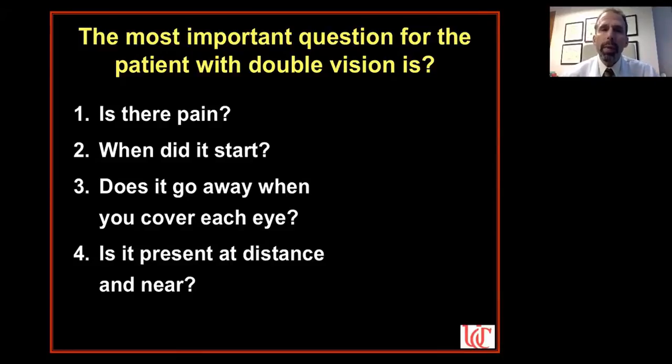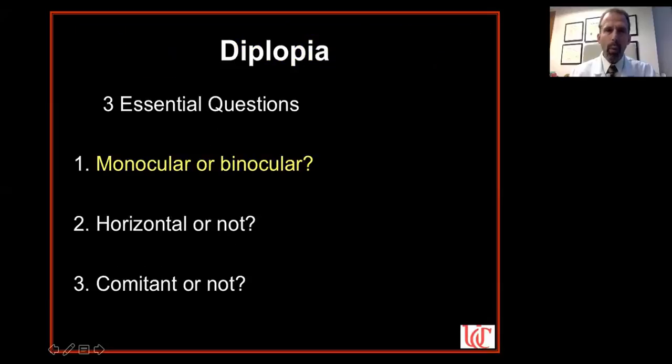The majority of you indeed picked my favorite and most important first question, at least from a neuro-ophthalmology standpoint. And that is, does it go away when you cover each eye? I think the other questions are all important questions. And certainly somewhere during the history, I'm going to ask about those things. Thank you. We can put the polling slide away. So why is that the important question?